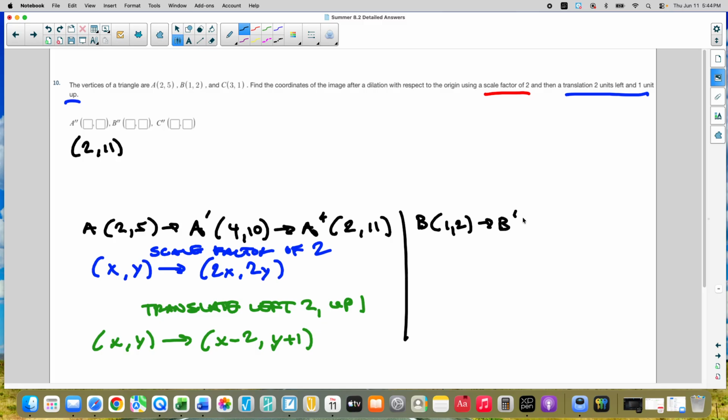If we do B prime, we're going to multiply everything by 2. So that's 2 comma 4. And then B double prime is going to be minus 2, which is 0, and add 1, which is 5. So my next point is going to be 0, 5. And then my C value is 3, 1.